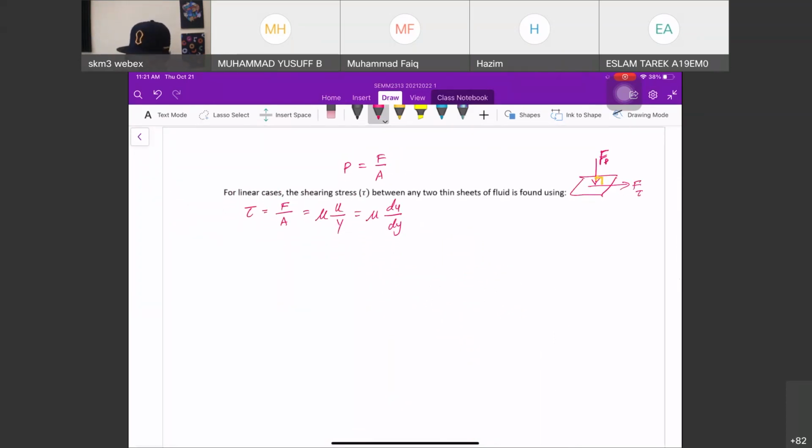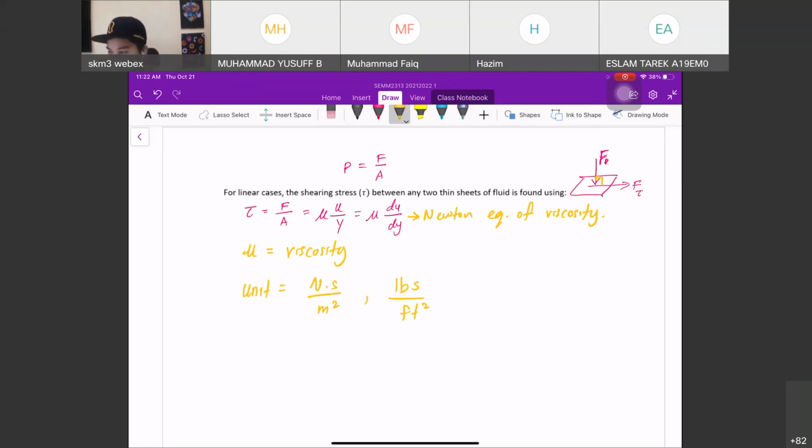Okay. This equation we call Newton's equation of viscosity. So here mu, okay, we refer to the viscosity. The unit in the SI unit is Newton second over meter squared. However, for the English unit, it is pound second over feet squared.